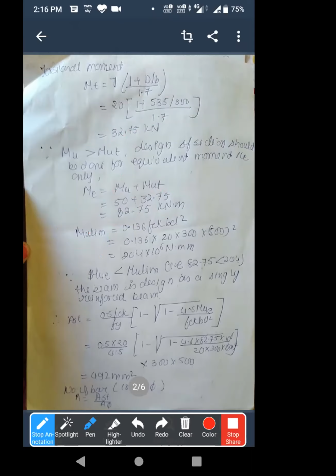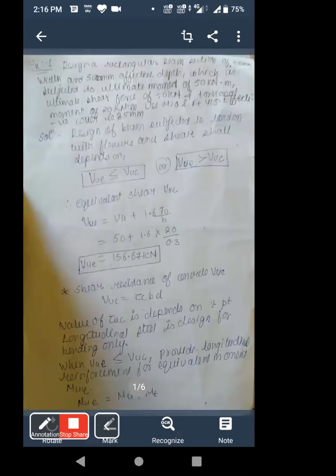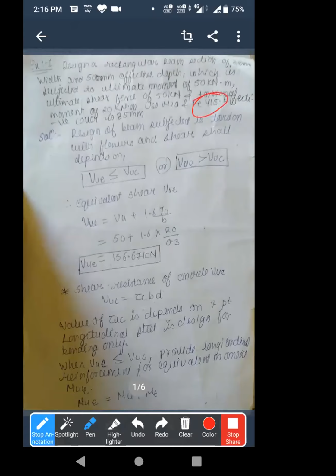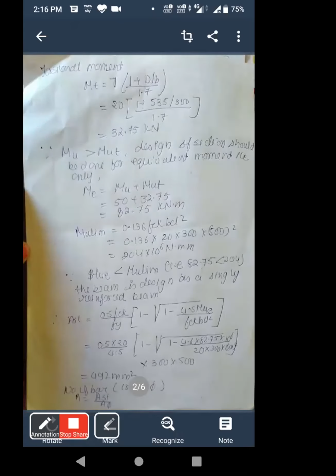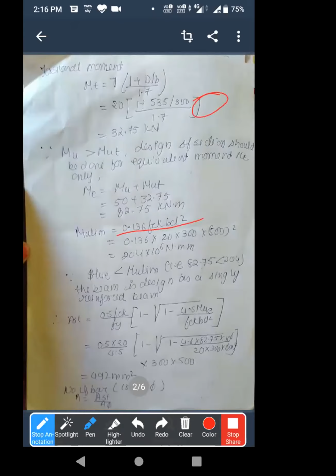Here, what is the formula? It depends on the grade of concrete. Here the grade of steel is Fe415. Therefore, for Mu limit you use 0.136 fck b d square. You know the value of fck, you know the value of b, you know the value of effective depth. Therefore, it is 204 into 10 to the 6 Newton mm square.